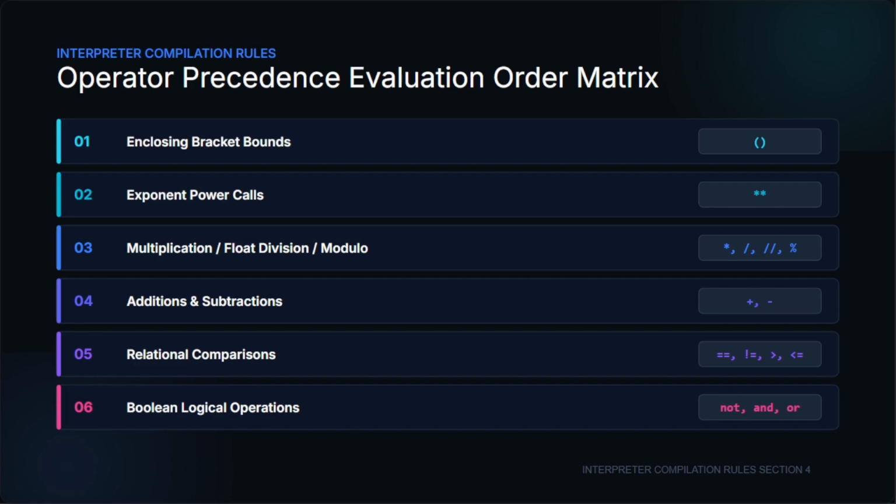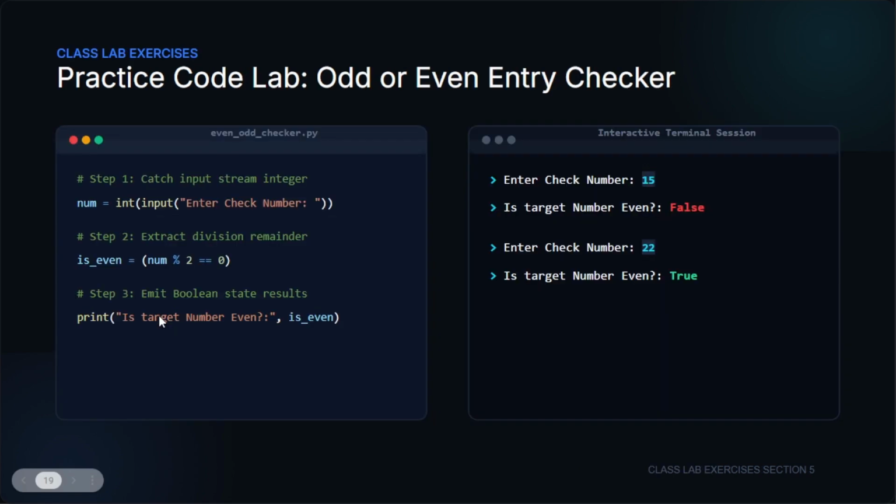Now let's use everything we have learned and build some programs. We will first start by checking if a number is odd or even.